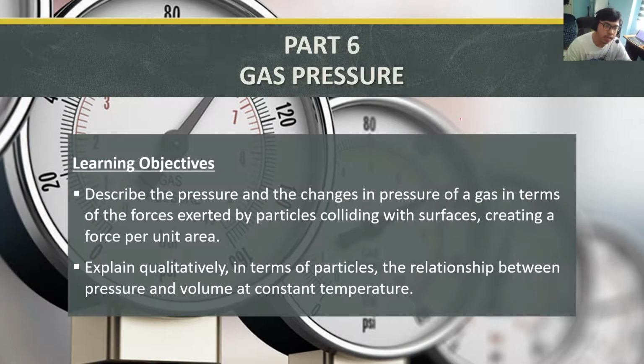Hello class, and today we're going to look at part 6 in our chapter on pressure. This part 6 is we're going to talk about gas pressure. So pressure comes in a lot of different forms, as you can see. In the first part we looked at pressure between solid surfaces, in the second and third parts we looked at liquid pressure, and in the fourth and fifth parts we looked at atmospheric pressure. Now we're going to look at gas pressure.